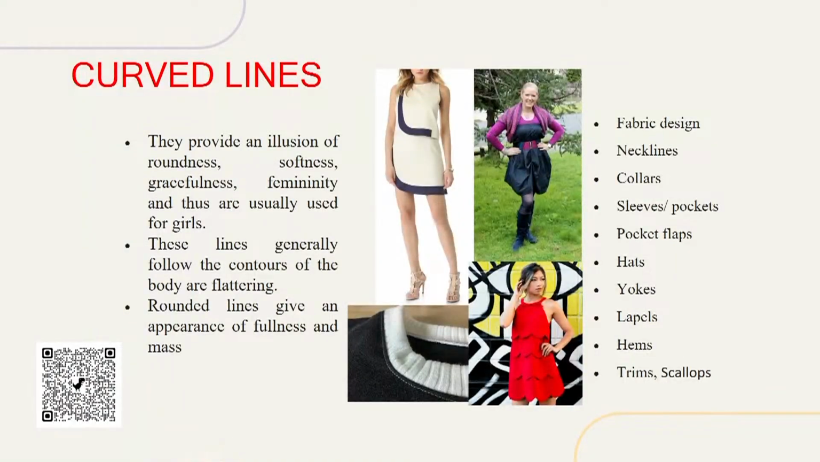Then pocket flaps which are round in shape, and scalloped edges and scalloped hems in a dress or a top, as also shown in the red dress on the slide. Next, hemlines which are curved will also give the illusion of curved lines. Apart from that, yokes and hats which have rounded edges will give the illusion of curved lines. So curved lines are mostly seen in feminine garments and women's wear.